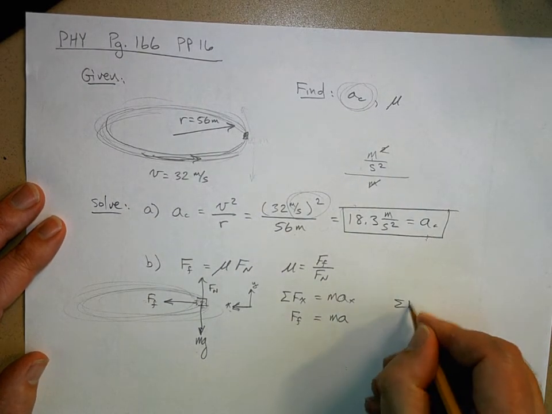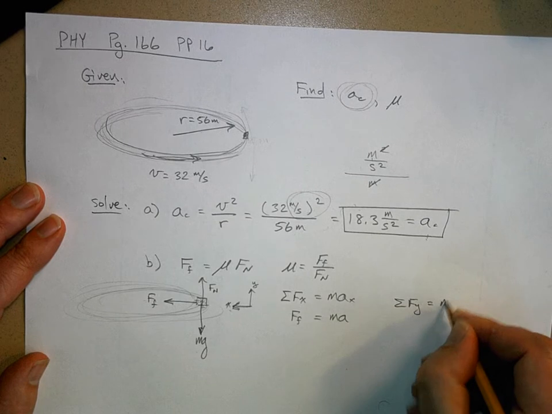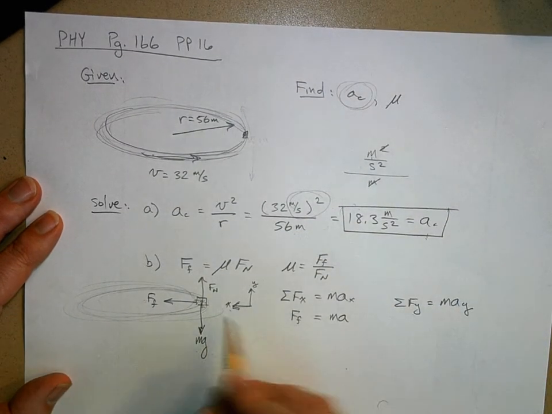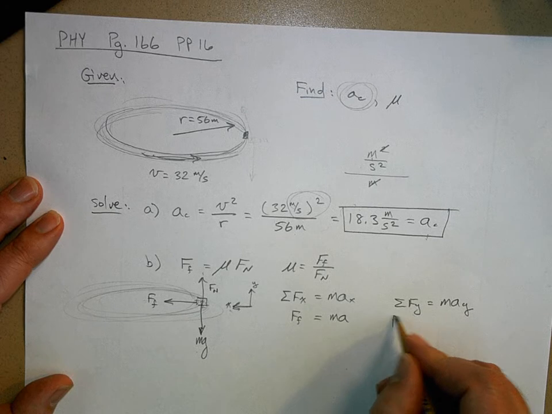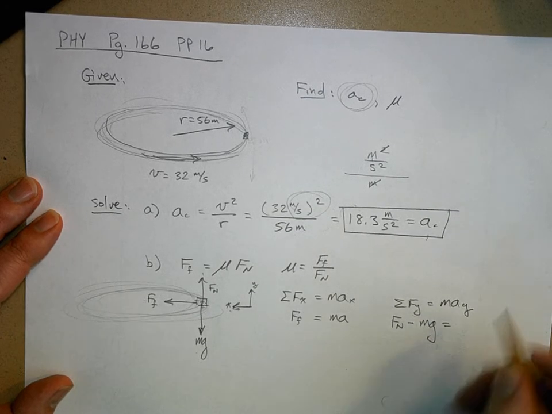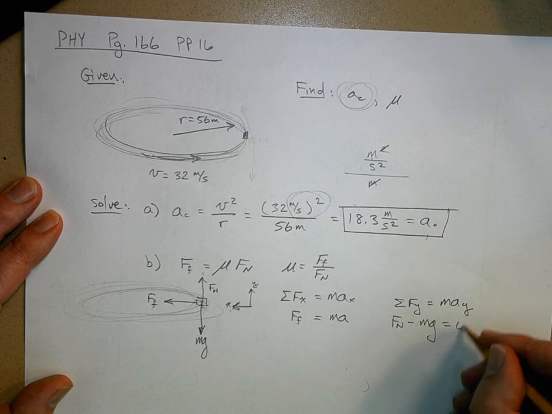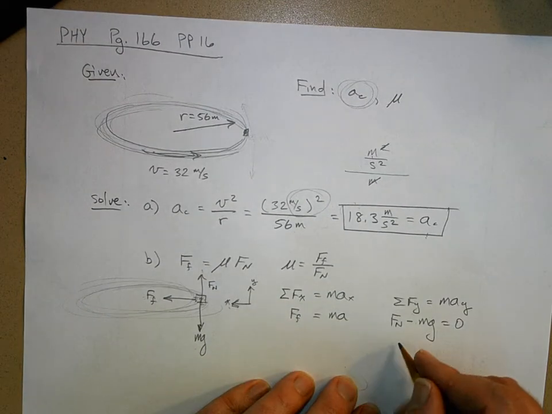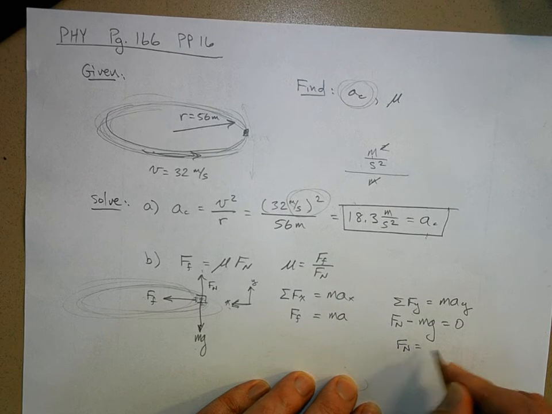If I sum the forces in the y direction, that'll equal ma in the y direction. Look in the y direction. I've got the normal force minus mg equals, and there is no acceleration in the y direction. The car is not flying into the air or sinking into the ground. So in the vertical direction, the car is not accelerating. Now this tells me that the normal force is equal to mg.